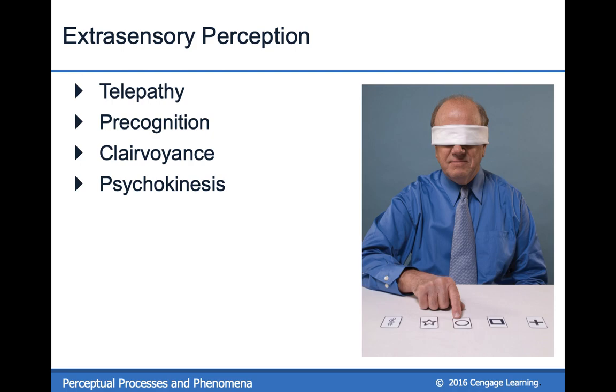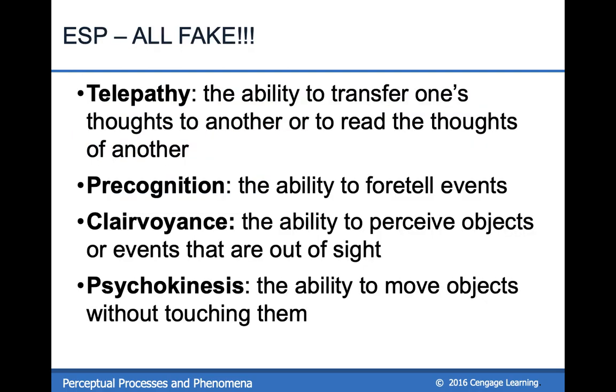Okay, extrasensory perception. The book wraps up on this. It's a little silly at the end, but we're going to be talking about telepathy, precognition, clairvoyance, and psychokinesis. So, ESP, or extrasensory perception, is 100% fake. Repeat that with me. It is 100% fake. There is zero scientific evidence to back this up. But because it comes up in popular media a lot, we do want to cover it.